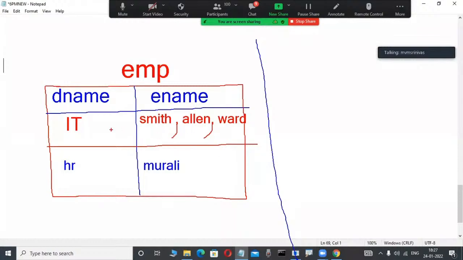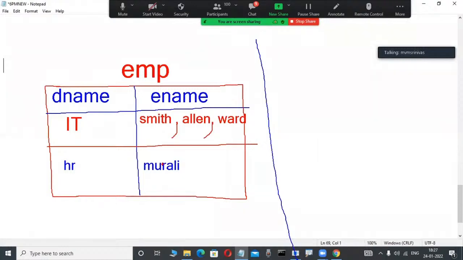Why? Because in any relational data model product, data is represented in the format of a table, and the table also has some rules they implement. What is that? In this table, this is a cell, this is another cell, this is another cell. But every cell has what? A single value. Here, IT is a single value, there is no problem. HR is a single value, there is no problem. Murali is a single value, there is no problem. Data in each column should be atomic. That is a rule.